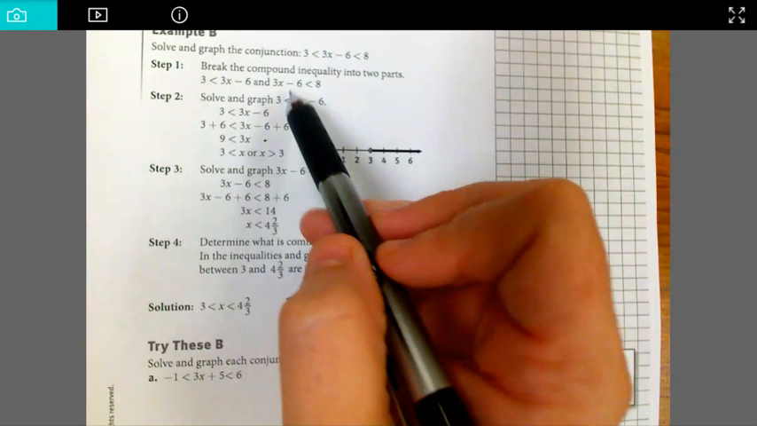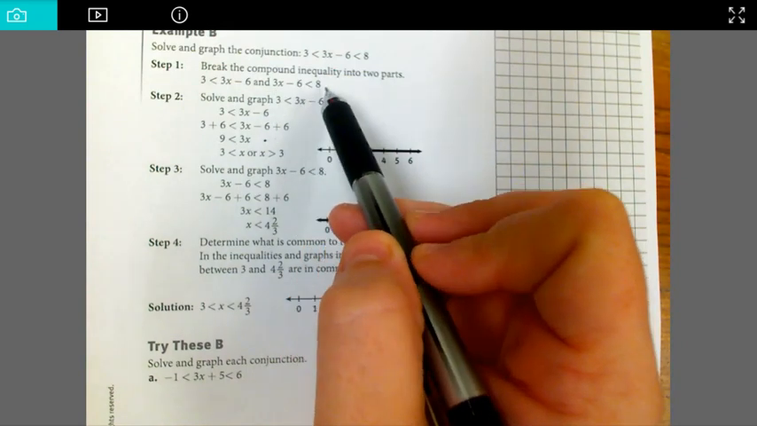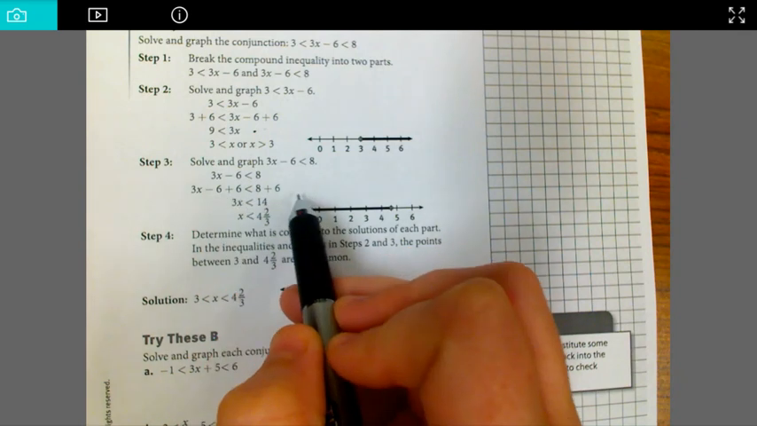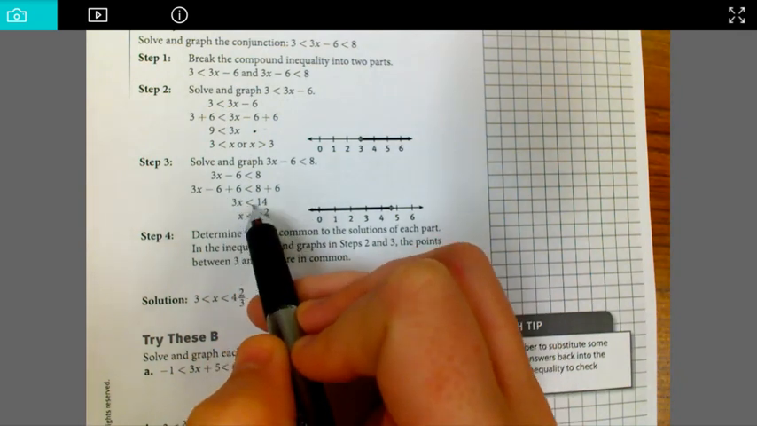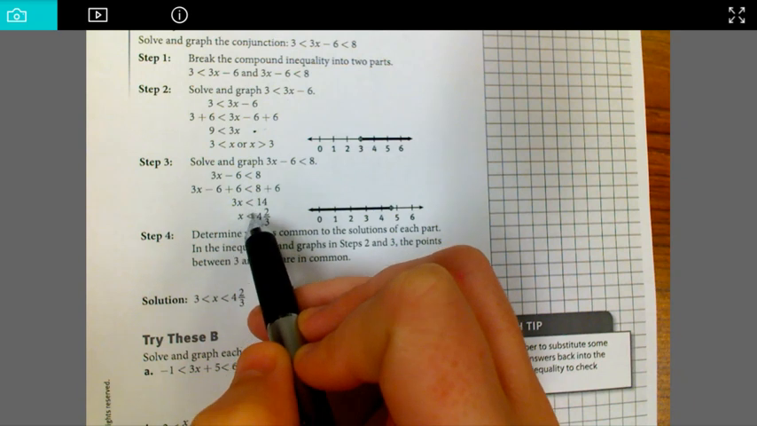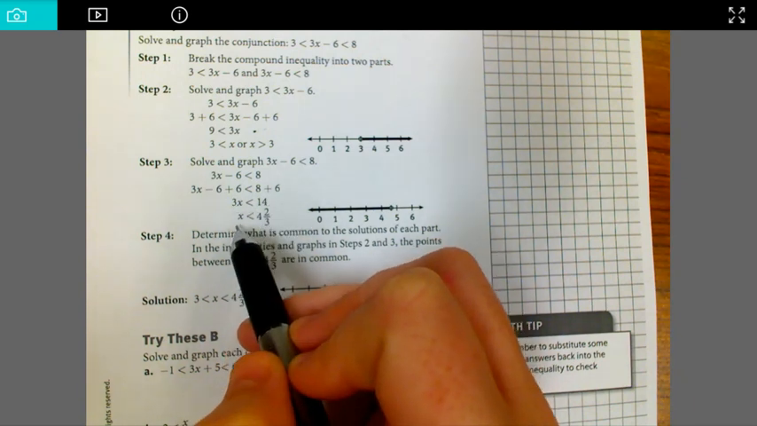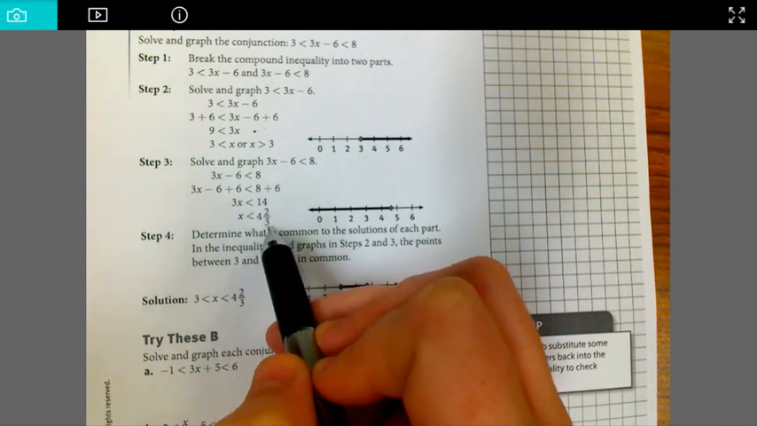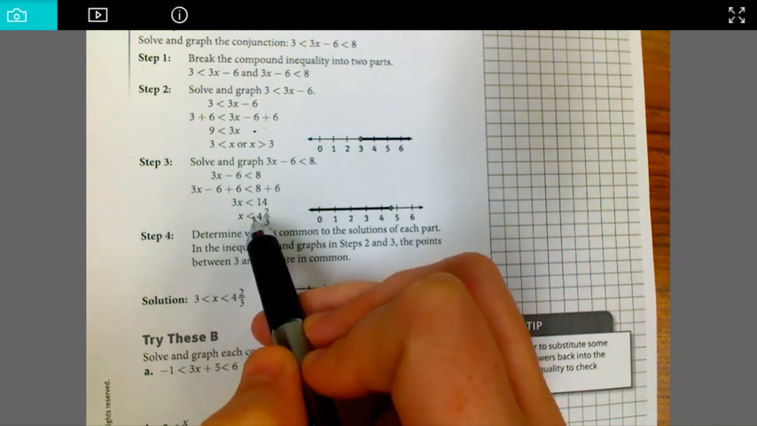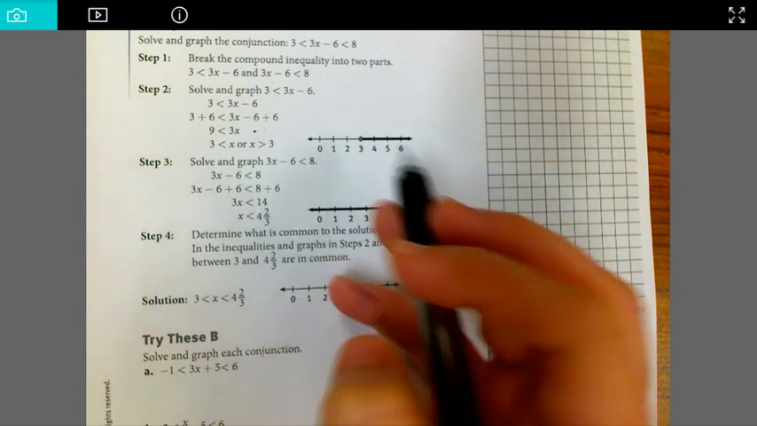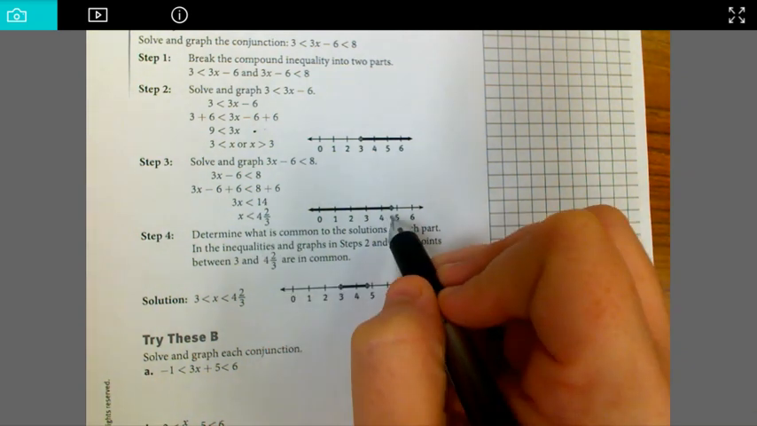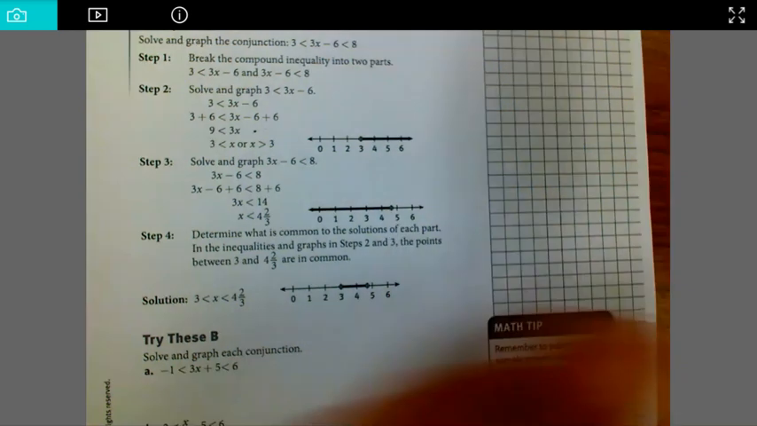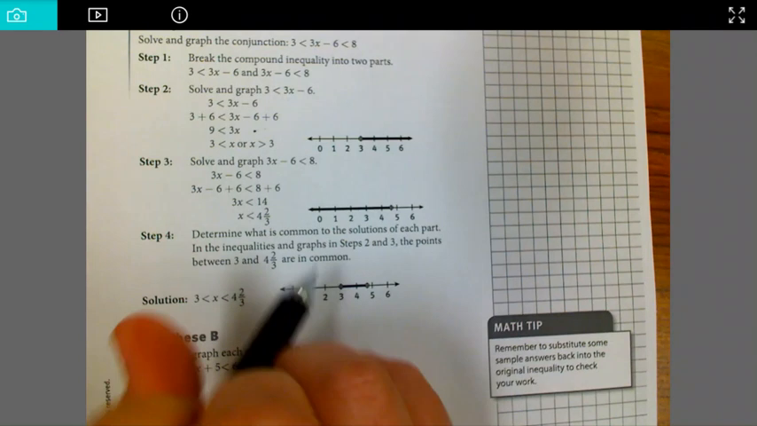The second part says 3x minus 6 is less than 8. So this time they use the addition property again. So they have 3x is less than 14. Well, we're going to divide by 3. When you divide 14 by 3, they came up with 4 and 2/3. So x is less than 4 and 2/3. So notice they've approximated where 4 and 2/3 would be, put an open circle, and pointed it to the left.